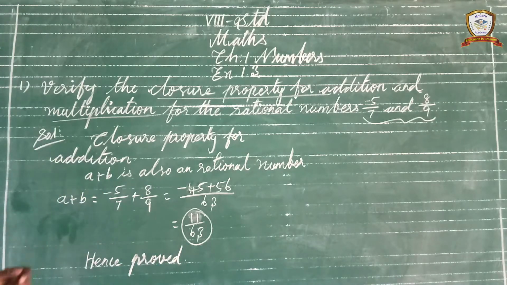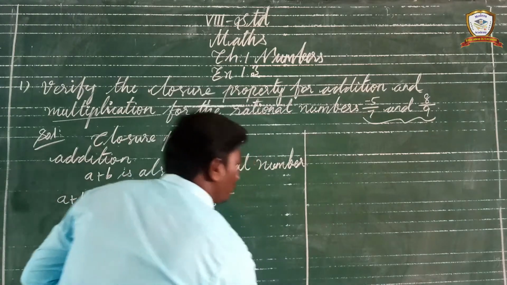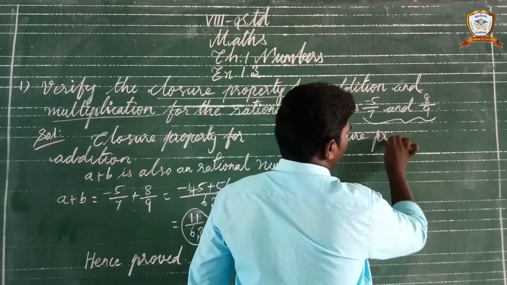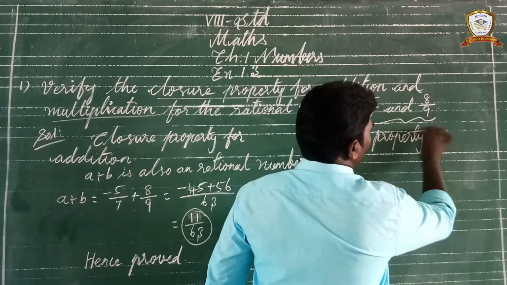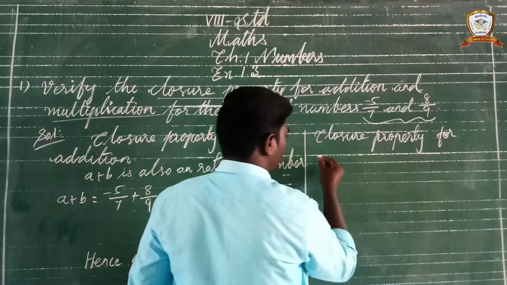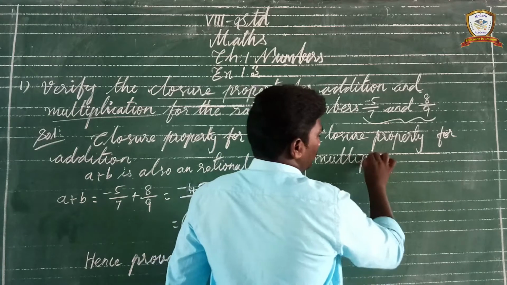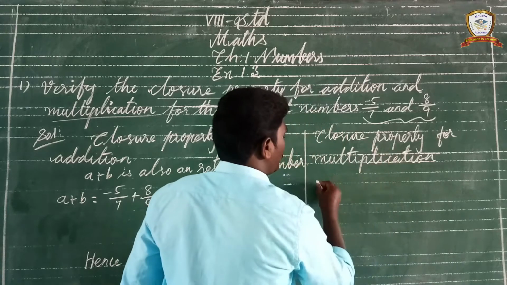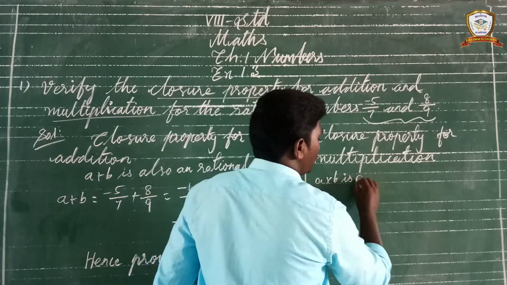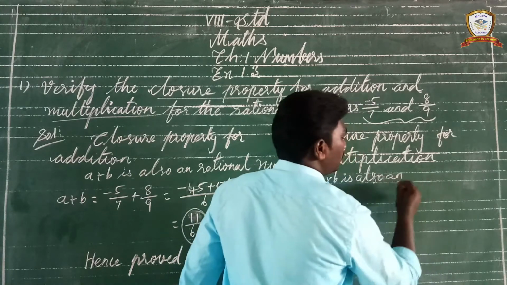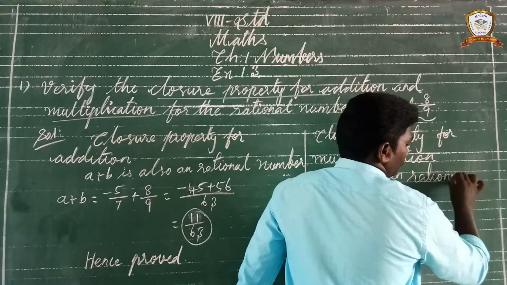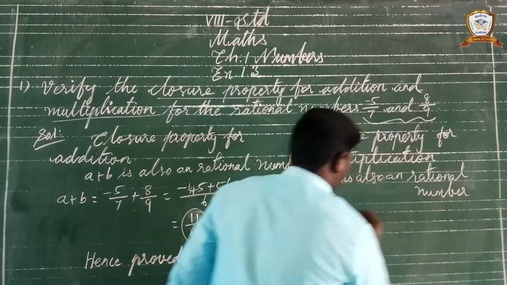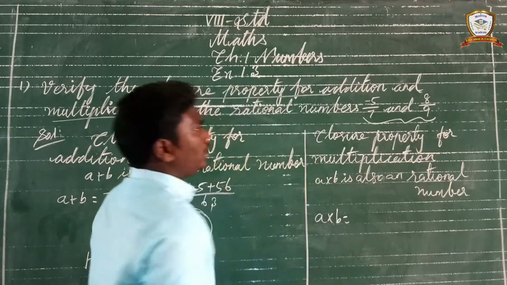Any doubt? So let's go to the next one. The next one, closure property for multiplication. What is the closure property for multiplication? Very simple. A into B is also a rational number. Therefore here A into B is equal to, A, what is given?